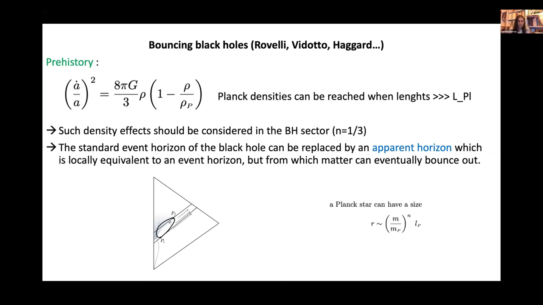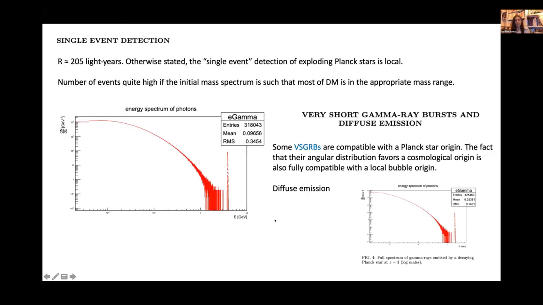So we went through the phenomenology of this idea, and we end up with a result that we could possibly investigate the events associated with such bounces if they are locally happening around us. The maximum distance at which we could see a single event is of the order of 200 light years, which is very small. It means that our visibility horizon is really around the solar system.